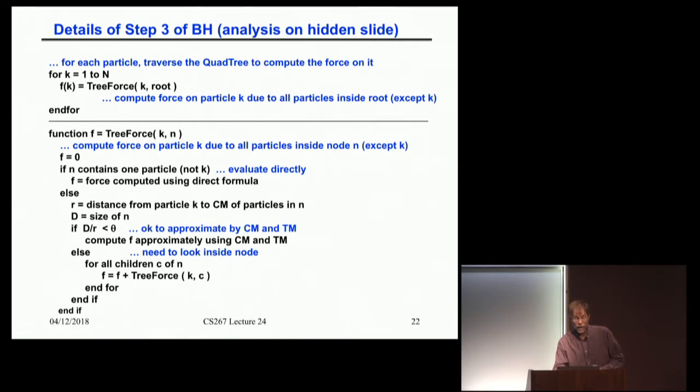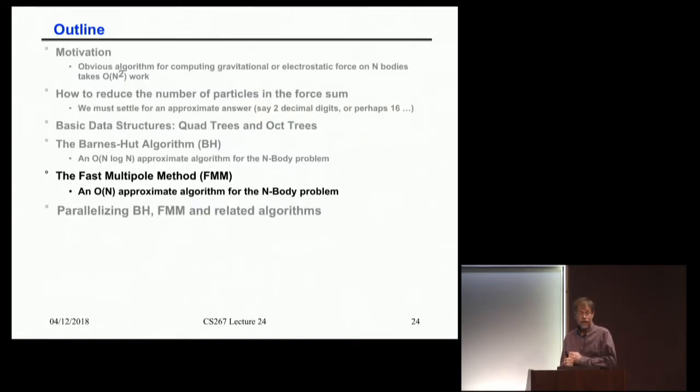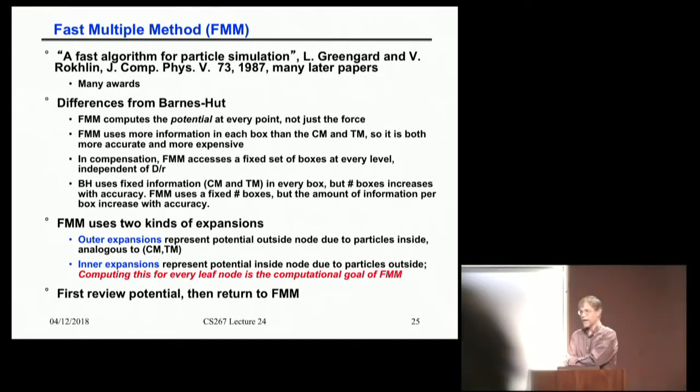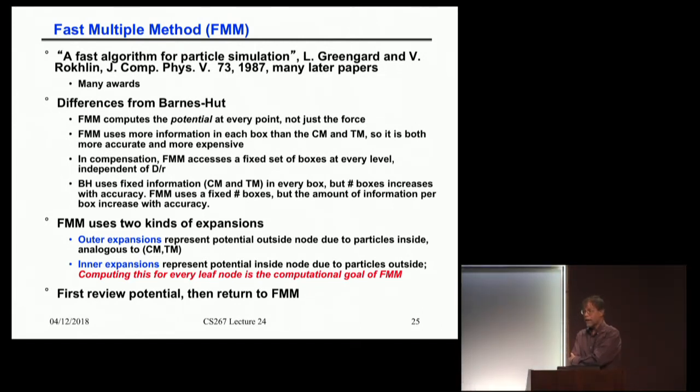Okay. So now let's go on to the fast multipole method. This appeared in a paper in 1987, which won the ACM Doctoral Dissertation Prize and eventually got both its co-authors into 2 national academies each. So this has been a very impactful algorithm. So how does it differ from Barnes-Hut?